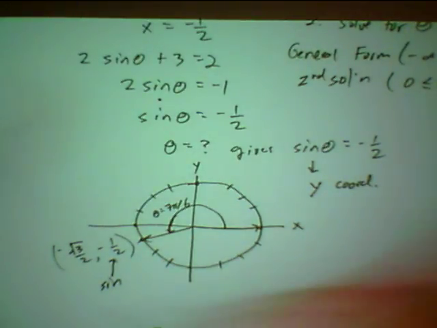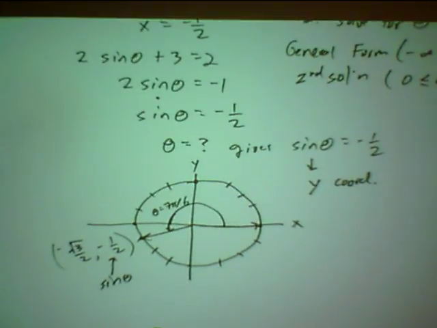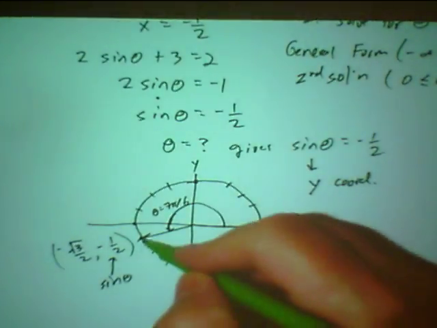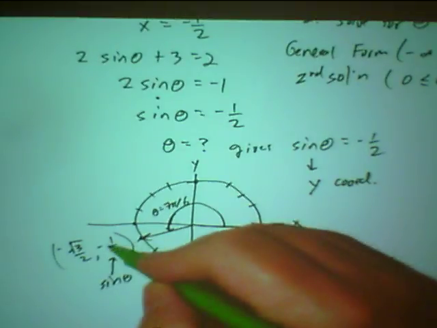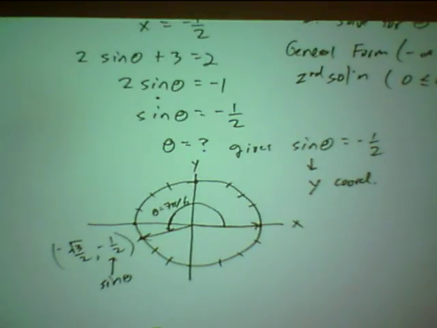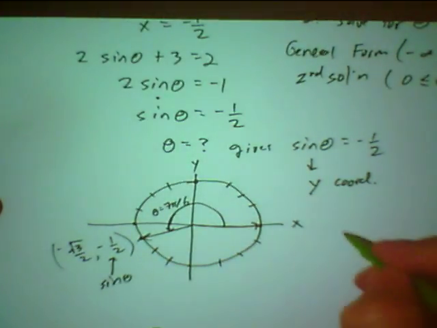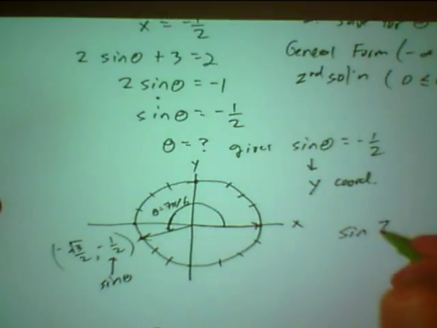and the y value is my sine. So since I know that the y value of this point is -1/2, I know the sine of 7 pi over 6 equals -1/2. So 7 pi over 6 is going to be a solution.